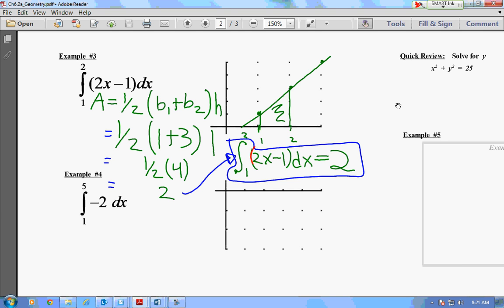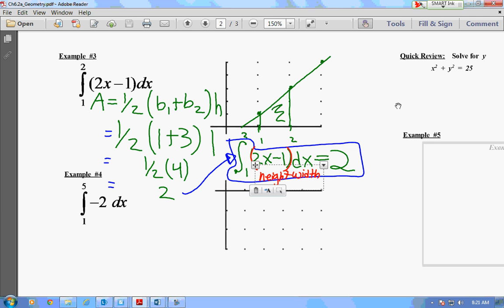Okay, and another thing I was going to mention, he did this perfectly. You have to have these parentheses because this is your height times your width. That whole binomial is being multiplied by the width, so you have to have the whole function in parentheses, because dx is your width. Okay?